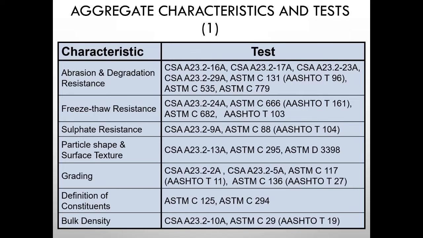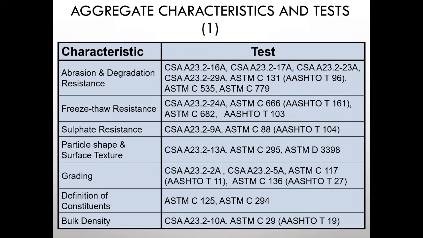Very important for pavements subjected to high traffic loads and wear and tear. Abrasion. Freeze-thaw resistance. Extremely important in our climate. Maybe not so much in California or in the southern states. However, for our climate, definitely. Sulfate resistance. Some areas are very high in sulfates, as is Winnipeg. So again, the aggregates can break down due to sulfate attack.